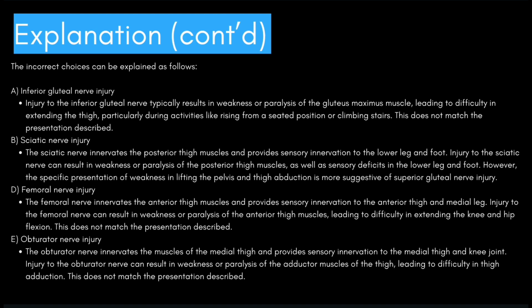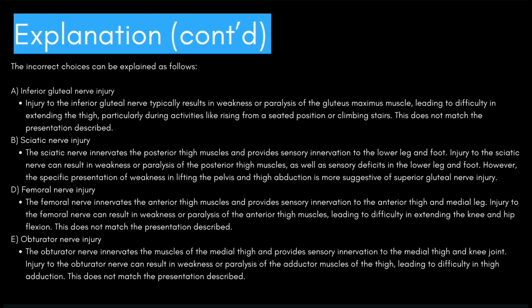Sciatic nerve injury. The sciatic nerve innervates the posterior thigh muscles and provides sensory innervation to the lower leg and foot. Injury to the sciatic nerve can result in weakness or paralysis of the posterior thigh muscles, as well as sensory deficits in the lower leg and foot. However, the specific presentation of weakness in lifting the pelvis and thigh abduction is more suggestive of superior gluteal nerve injury.